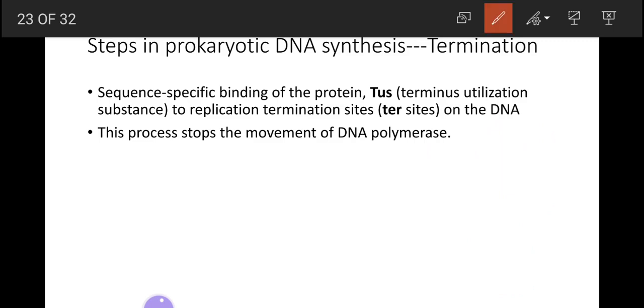Finally, there comes the termination process. This termination process is due to the binding of a sequence specific binding protein, TUS, terminus utilization substance, to the replication termination site, the TER site, and this binding stops the movement of the DNA polymerase.